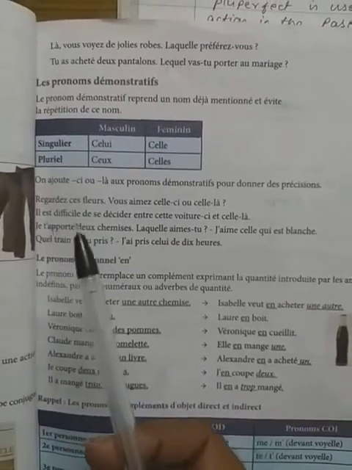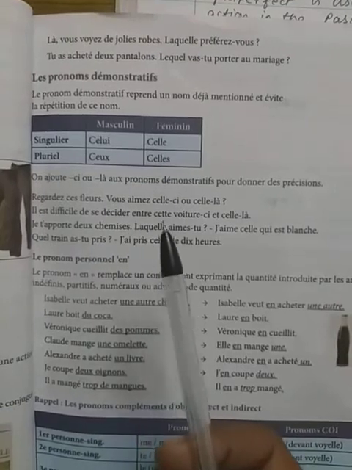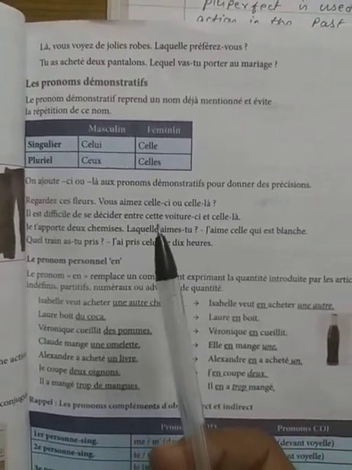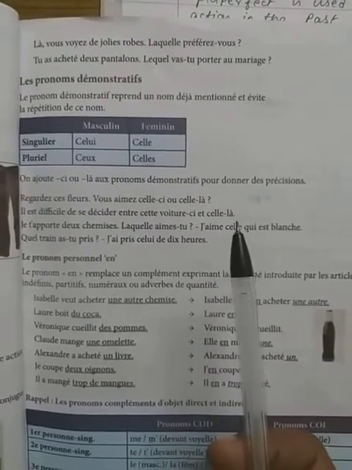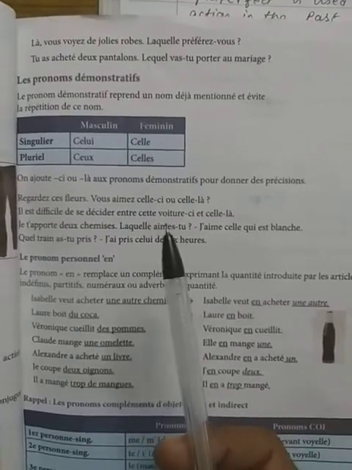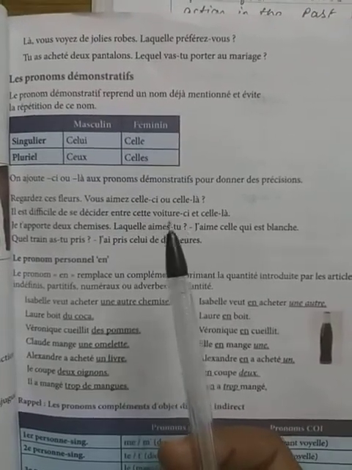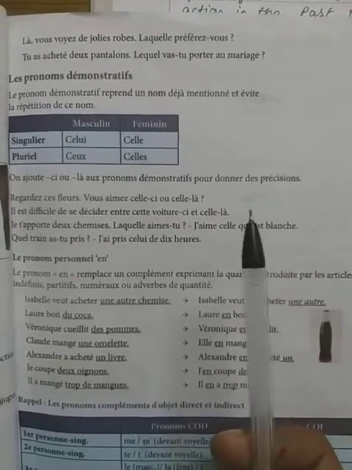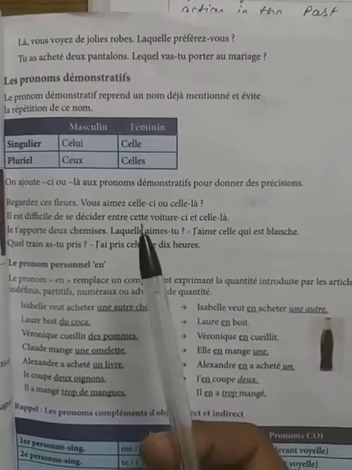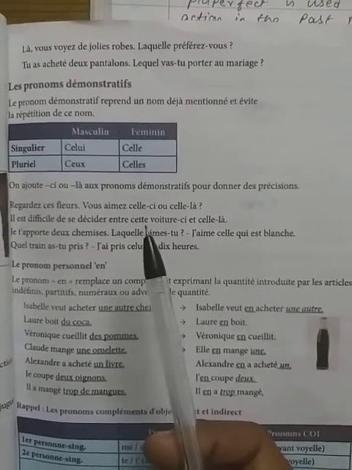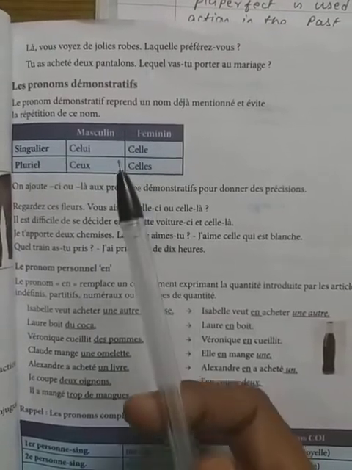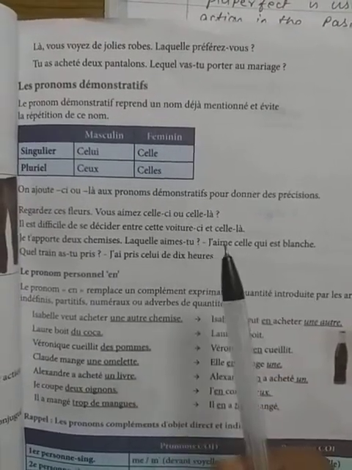Next example. Il est difficile de se décider entre cette voiture-ci et celle-là. It is difficult to decide between this car and that one. Cette voiture, feminine noun, voiture. So here "cette" is used because it is feminine. That's why they use the demonstrative adjective "cette". If you replace it by the demonstrative pronoun, you get "celle-là", that one.